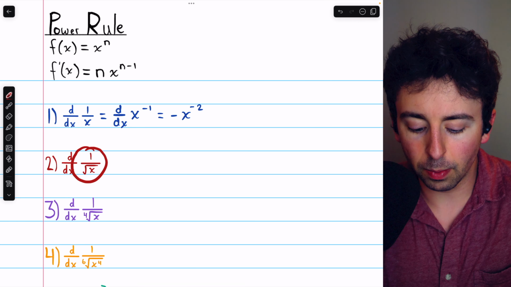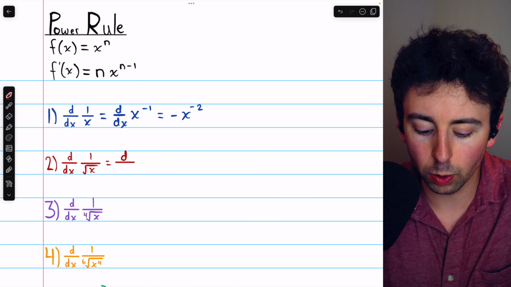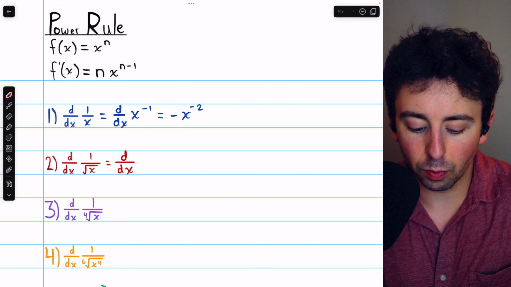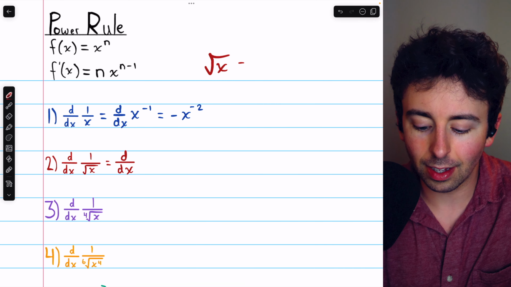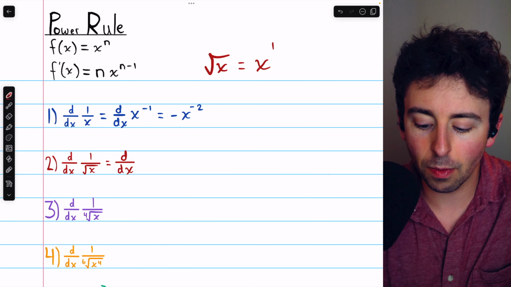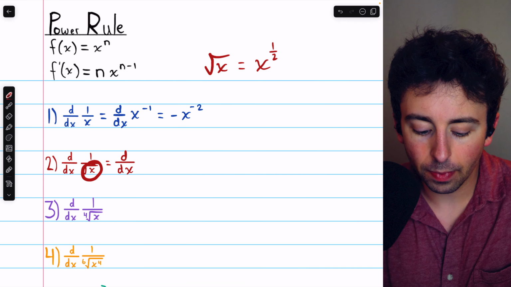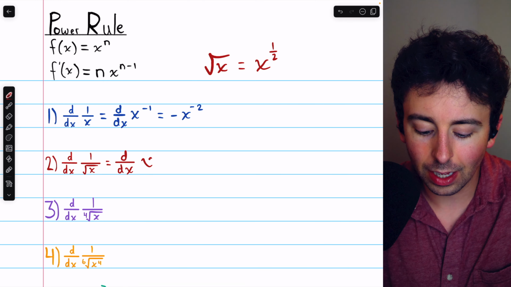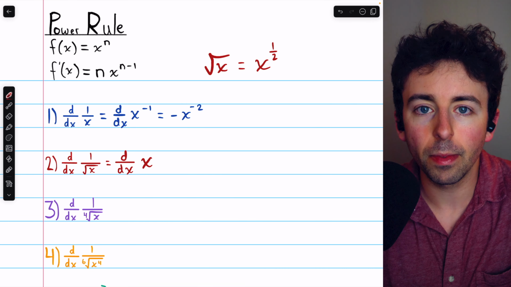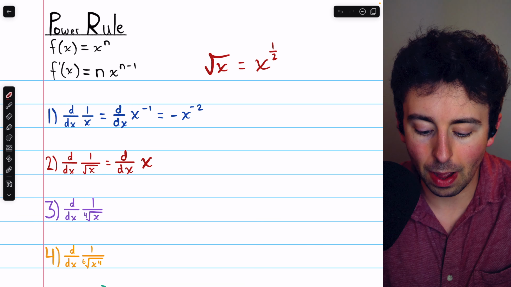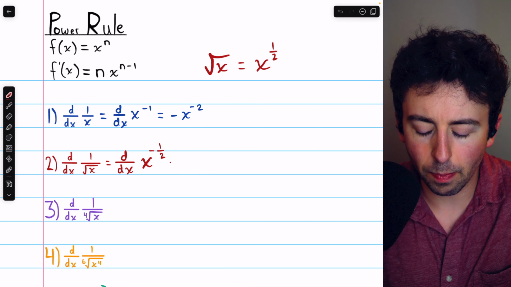and so that is the derivative. In the second problem, we have more or less the same thing, except we also have a square root. So we're taking the derivative of 1 over the square root of x. You need to know that the square root of x is the same as x to the power of 1/2. So what we have in the denominator is x to the power of 1/2. Again, we can move that to the numerator if we simply negate the power. Moving it to the numerator, the power is now negative 1/2, and so we can proceed with the power rule.